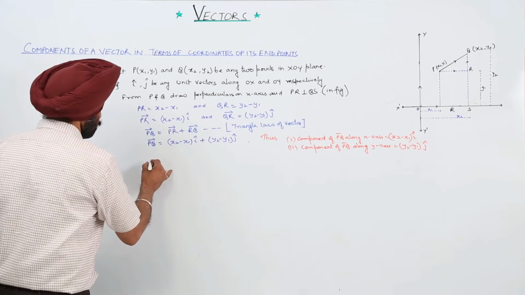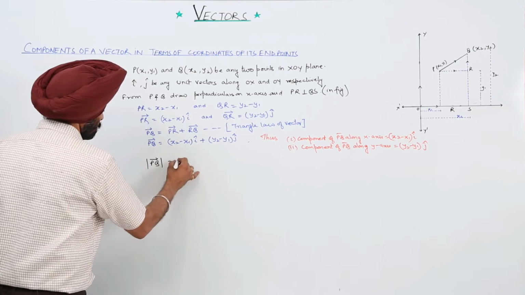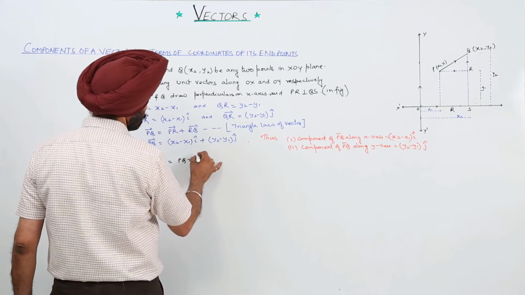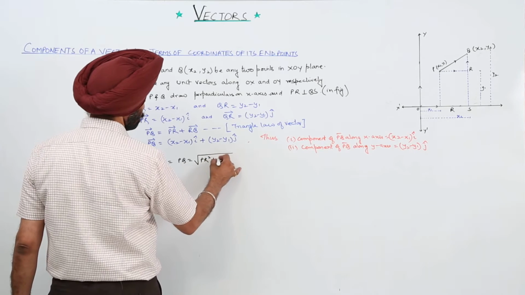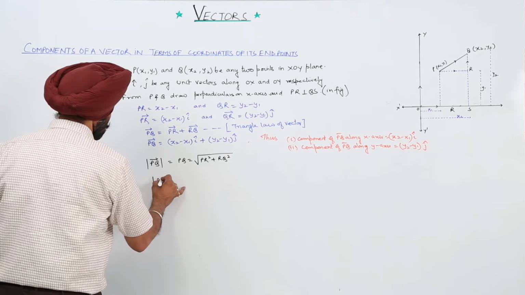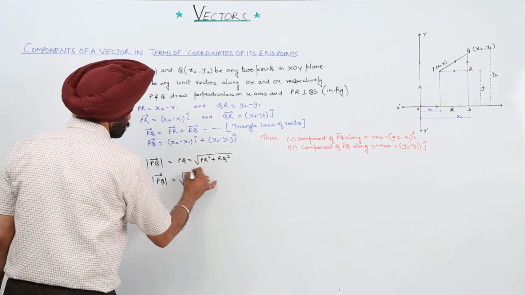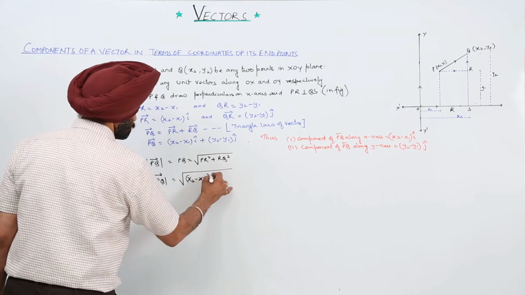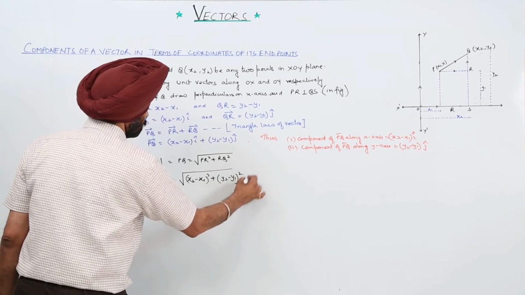After this we are having the length of PQ, which is equal to the square root of PR square plus RQ square, which is equal to the square root of x2 minus x1 whole square plus y2 minus y1 whole square.